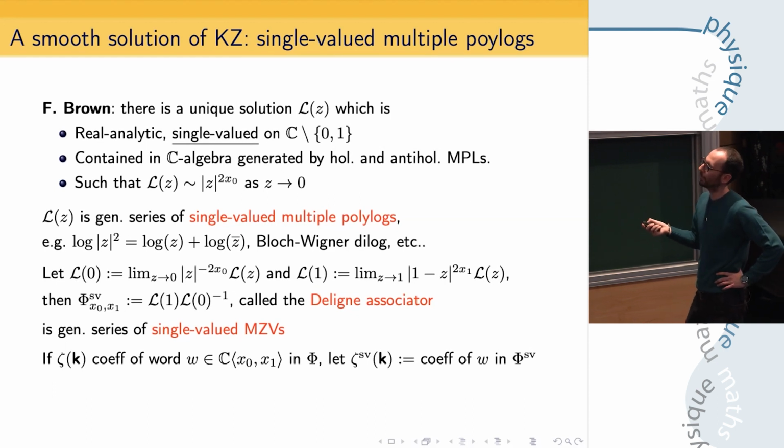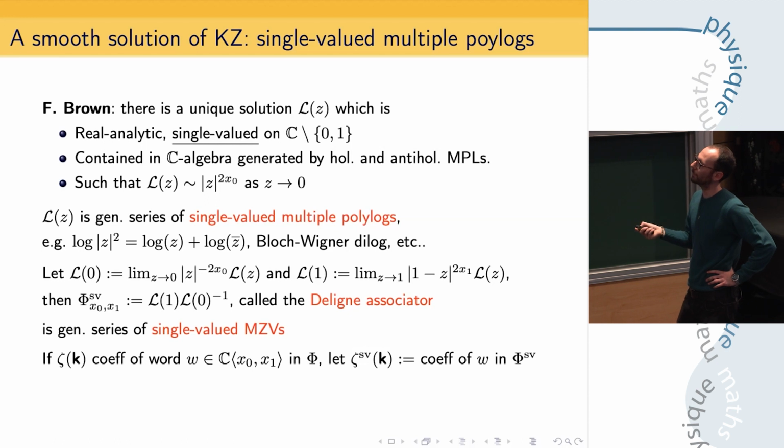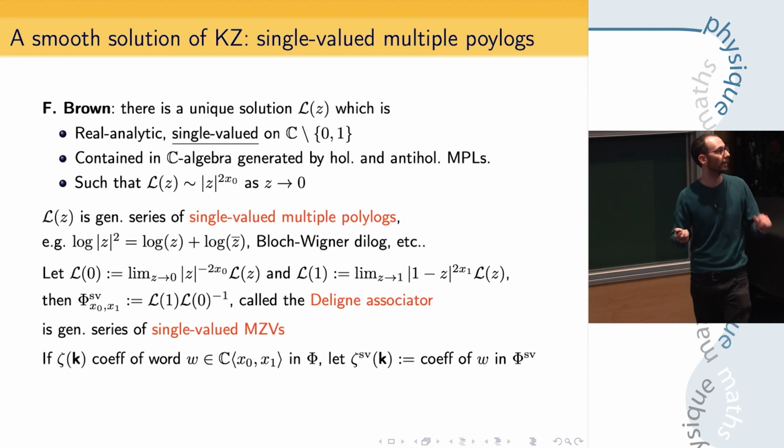And how to think of them, or at least to denote them: let's say that zeta of k is a multiple zeta value, which is a coefficient of a word in the expansion of the Drinfeld associator phi. Then the corresponding coefficient of the same word in phi sv, the Deligne associator, you denote as zeta sv of k. So that's just one way.